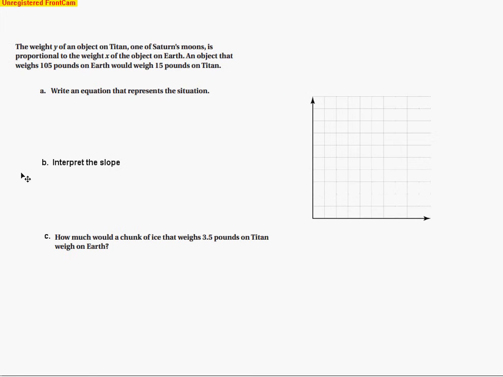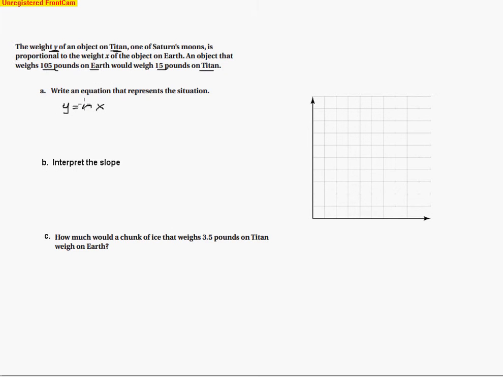It says that the weight of an object on Titan, one of Saturn's moons, is proportional to the weight of an object on Earth. And so it says an object weighing 105 pounds on Earth weighs 15 pounds on Titan. So notice they tell me what y is. Y is the weight of an object on Titan. Okay, so we've got y equals mx. This is our formula that we're going to end up using.